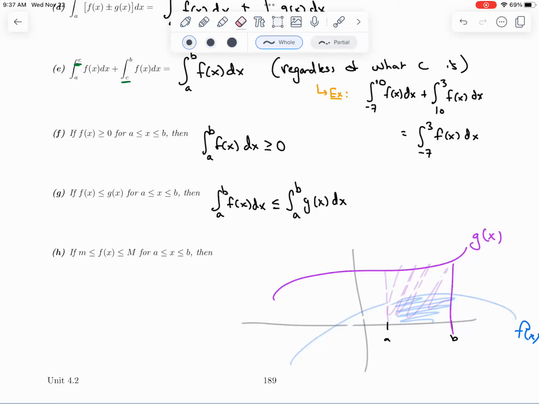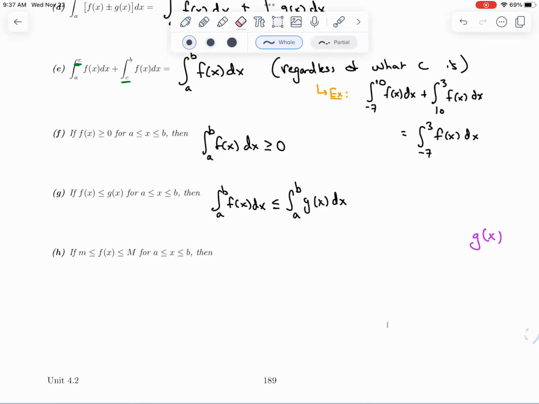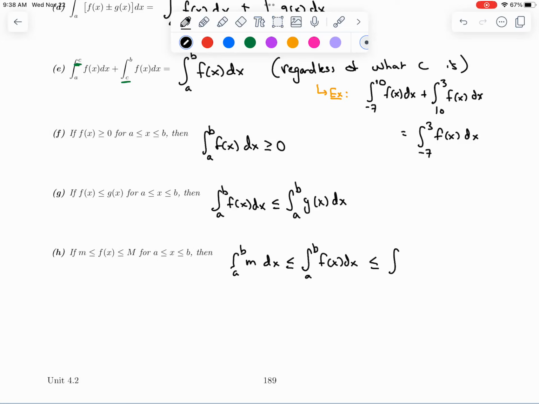And then as a consequence, this one's not useful for us per se, but it is useful in proving the fundamental theorem of calculus, which is why I have it up here. If your function is bounded, meaning it has a lower bound of lowercase m and an upper bound of capital M, then from G, we have that the integral from a to b of lowercase m dx is less than or equal to the integral from a to b of f of x dx, which is less than or equal to the integral from a to b of capital M dx.